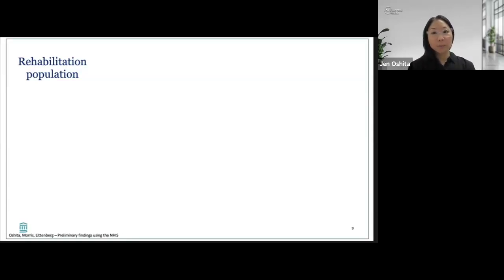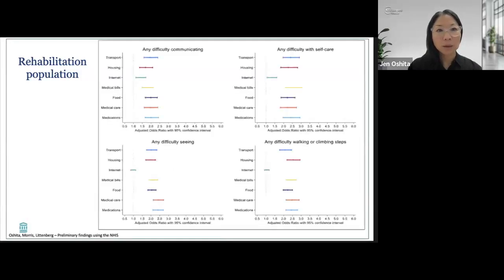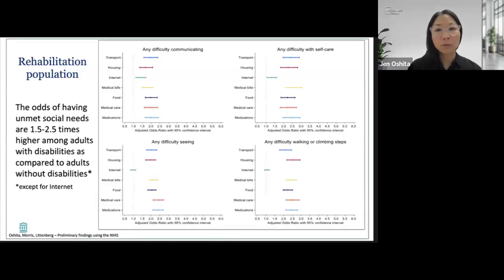But we can look at the population of persons with disabilities to get a sense of this. So my colleagues and I looked at the prevalence of unmet social needs among persons with disabilities using the National Health Interview Survey, which is a nationally representative survey of U.S. adults in the community. And what we found was that the odds of having unmet social needs are 1.5 to 2.5 times higher among adults with disabilities as compared to adults without disabilities.